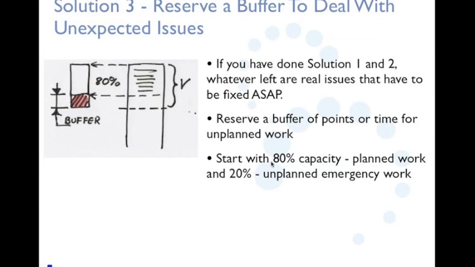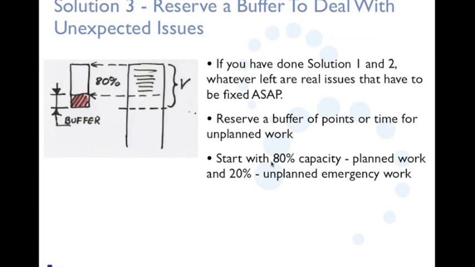So one of the ways that you could do is by reserving a buffer, either in points or in time, for such kind of unplanned work within a sprint. One of the techniques I often go with is the 80-20 principle when I don't have much historical data to look at. So if it's a new team, definitely to start with, an 80% capacity for planned work, for features that you need to build, and 20% focused only on unplanned emergency work.